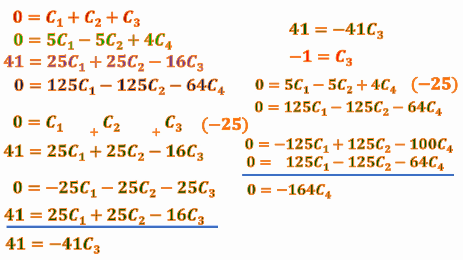So the C1 and C2 will be 0. And we're left with the C sub 4. Negative 100 and negative 64 becomes negative 164. But since the left side of the equation is 0, and 0 divided by any number is 0, dividing both sides by negative 164 will still result to 0. So C sub 4 is 0.